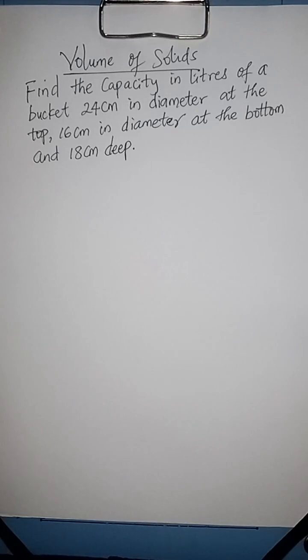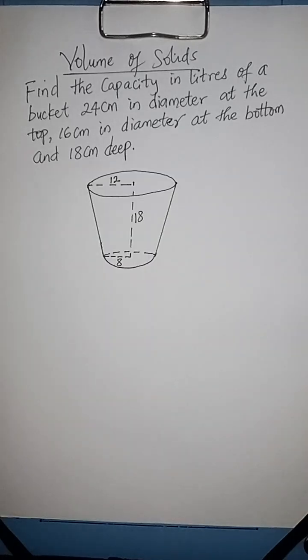Many students will face this tricky question where you are asked to find the capacity in liters of a bucket 24 centimeter in diameter at the bottom, 16 centimeter in diameter at the top, and 18 centimeter deep. But we know that the shape of a bucket is not a regular shape. So what will be the first thing you do in solving a question like this? Well, we're going to construct the bucket and put the dimensions. Let's do that now. Now you have the bucket on your screen.